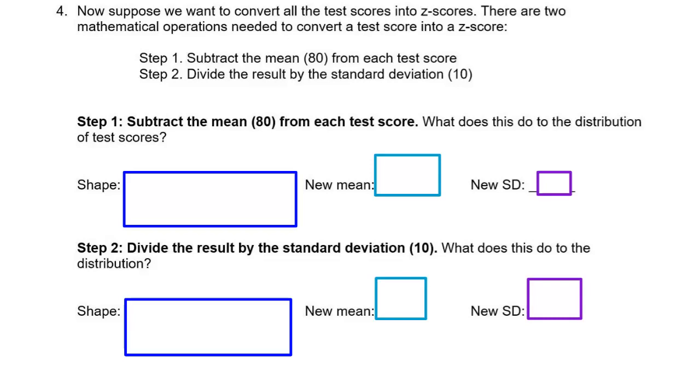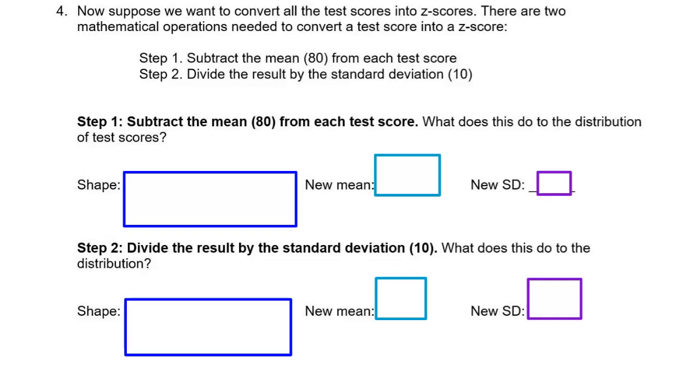Suppose I wanted to take all of the test scores and convert them into z-scores. I am not going to make you guys do that to all 20 of those test scores. There's 2 mathematical operations that we need to do to convert all of the test scores into a z-score. First, you're going to subtract 80 from each test score. And instead of having you go in there and do that, I want you to tell me how that would affect the shape, what the new mean is going to be, and what the new standard deviation would be.